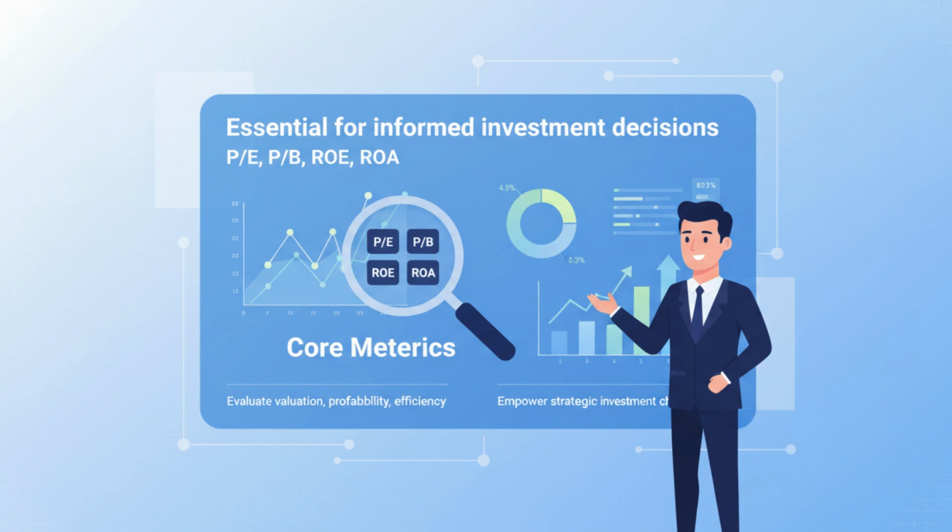A higher PE often indicates that investors expect higher earnings growth in the future, hence their willingness to pay a premium today. For instance, a high-growth technology company like NVIDIA typically commands a significantly higher PE ratio, reflecting the market's strong confidence in its future innovation and market expansion. Conversely, mature, slower-growth companies might have lower PE ratios.